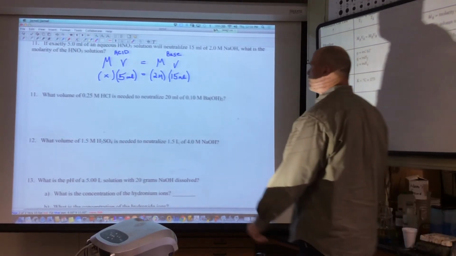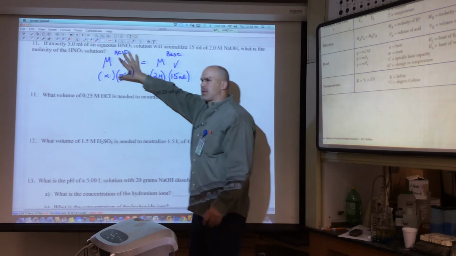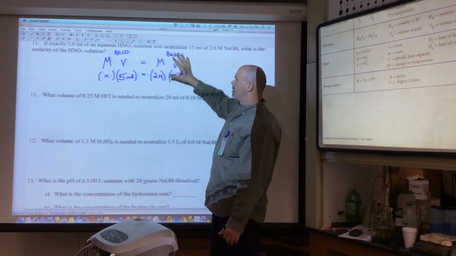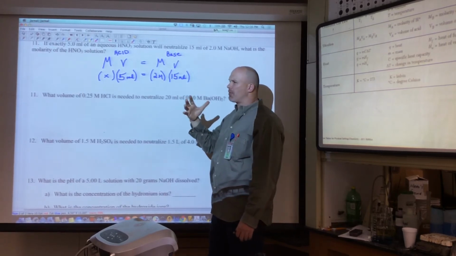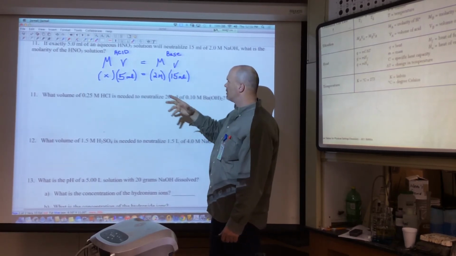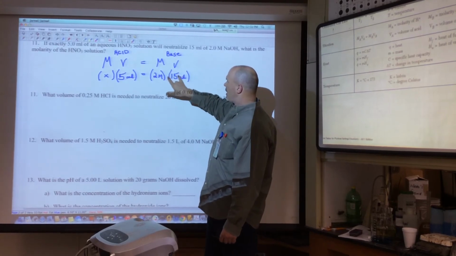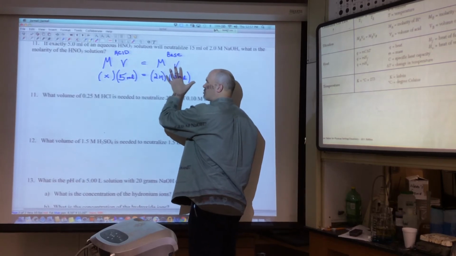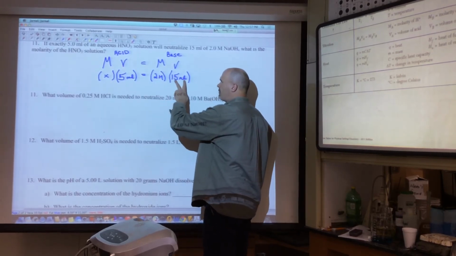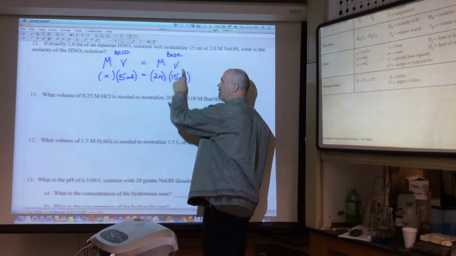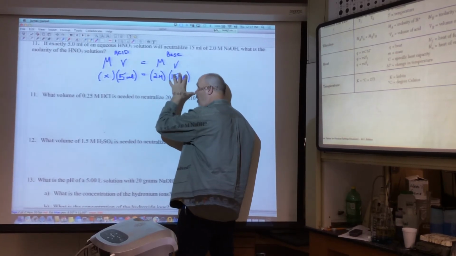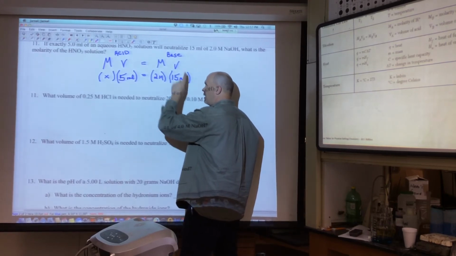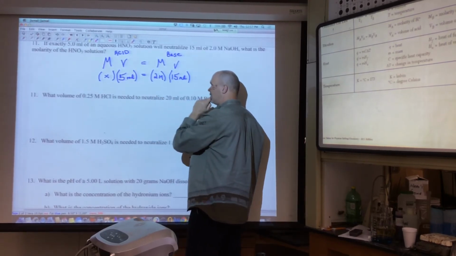So at this point, MV of the acid equals MV of the base. Now, I can solve this with algebra very simply, but let's make sense of this. The fact that this is equal means that this has to equal the same moles of hydroxide as acid. It takes 15 milliliters of the base to neutralize completely, match the OHs with the H pluses. It takes 3 times the amount of volume to neutralize this acid.